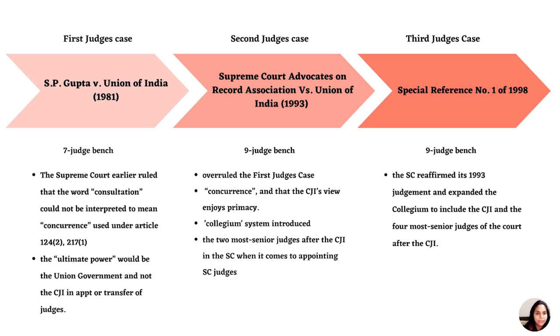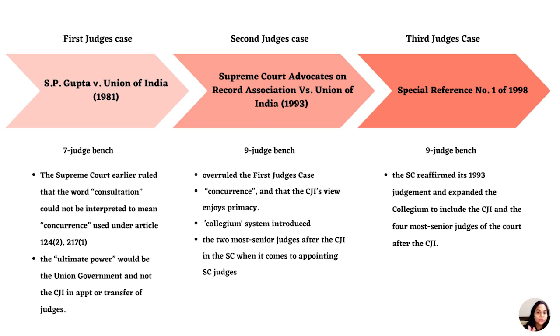Now, in 1993, the appointment of Supreme Court judges again came into question in the case of Supreme Court Advocates on Record Association versus Union of India, popularly known as the Second Judges Case. In this very case, the nine-judge bench held that in case of conflict between the President and the CJI with regard to the appointment of judges, the opinion of the CJI will prevail. As we have seen, under the First Judges Case, primacy was given to the executive, but in the Second Judges Case, primacy was given to the judiciary. This is how the Second Judges Case overruled the First Judges Case.